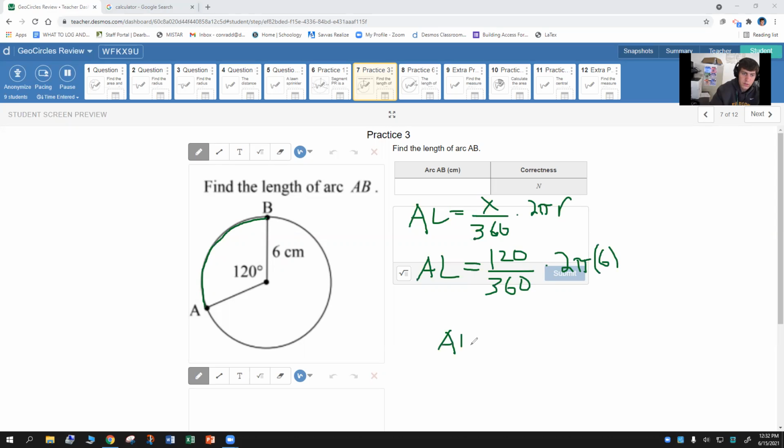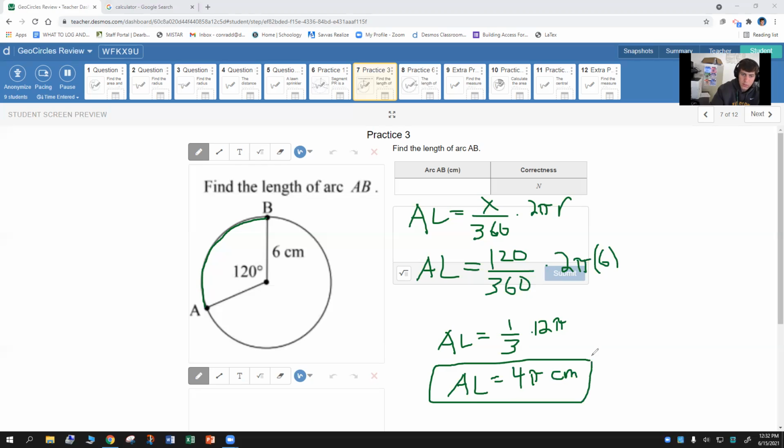Okay, so arc length there is going to be 1/3, right? 120 out of 360, that's 12 out of 36, just 1/3. Then 2 times 6 is going to be 12, so times 12 pi. So 1/3 of 12 is 4. So 4 pi centimeters is going to be the length of our arc.